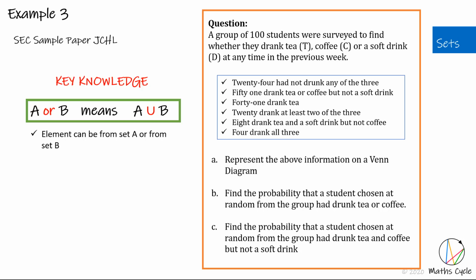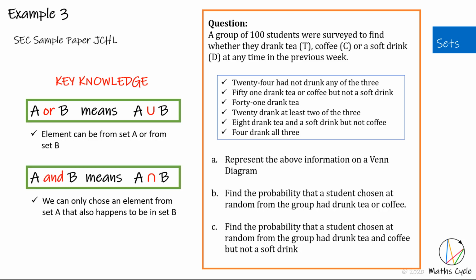Now, key knowledge here is that when you're asked for A or B, that means A union B. The element can be from the set A or from the set B. If you're asked for A and B, that means A intersection B. We can only choose an element from set A that also happens to be in set B.